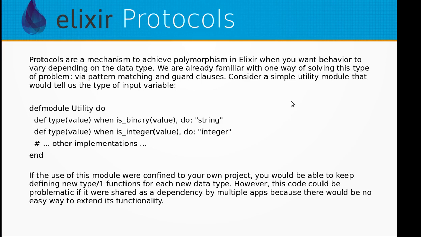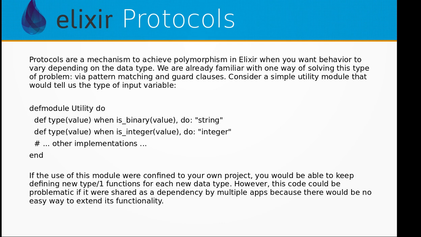Protocols are a mechanism to achieve polymorphism in Elixir when you want behavior to vary depending on the data type. We are already familiar with one way of solving this type of problem, that is via pattern matching and guard clauses. Consider a simple utility module that would tell us the type of an input variable.